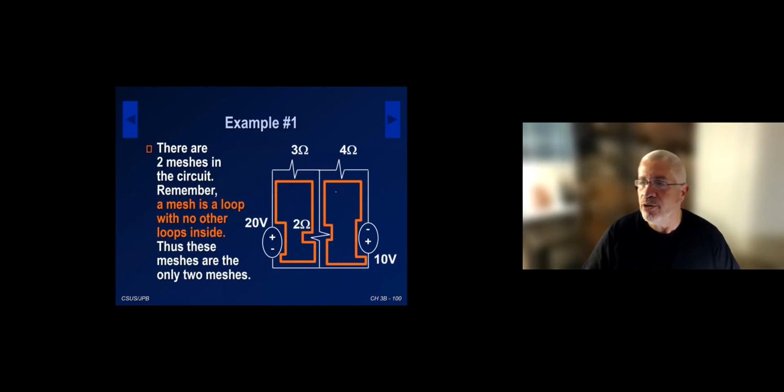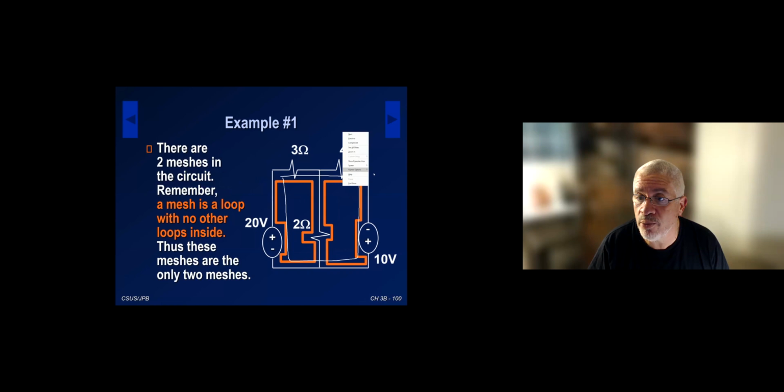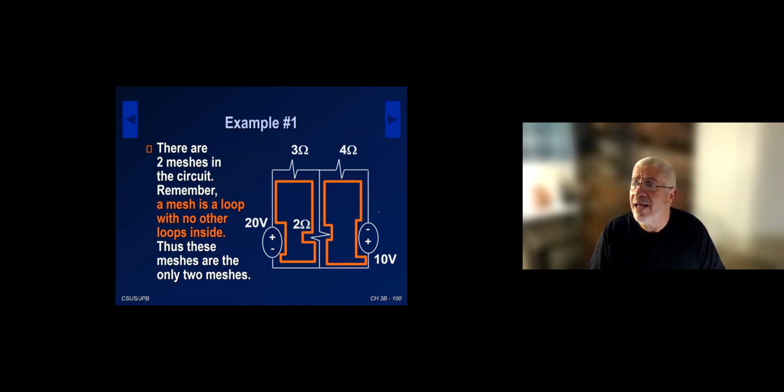So these are the 2 meshes, shown a little more elegantly here in orange. A mesh is a loop without a loop inside. Basically, you have a big loop here, and this big loop has 2 meshes inside. So that's what I say: a mesh is a loop with no other loop inside. In the past, at least in my experience teaching this course, students typically don't have a problem identifying the meshes. Some students have a problem identifying nodes, not the meshes.